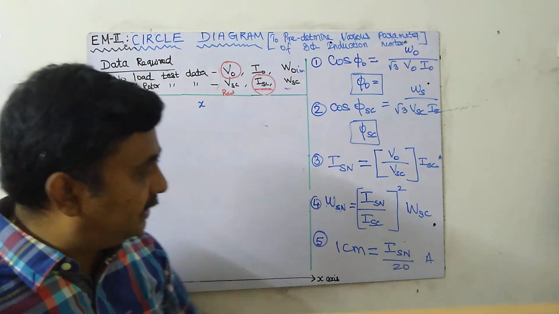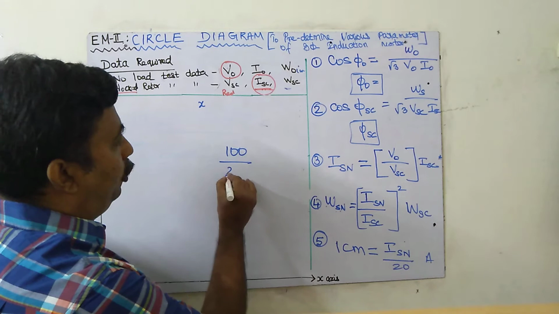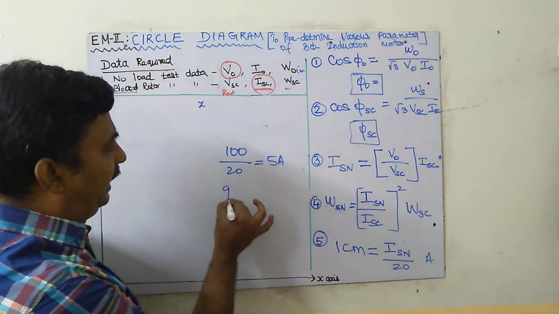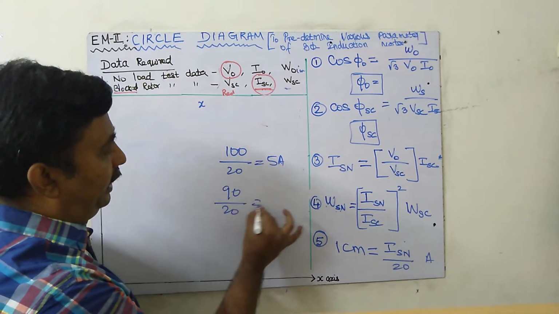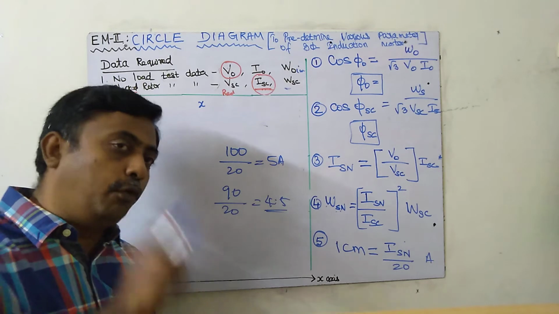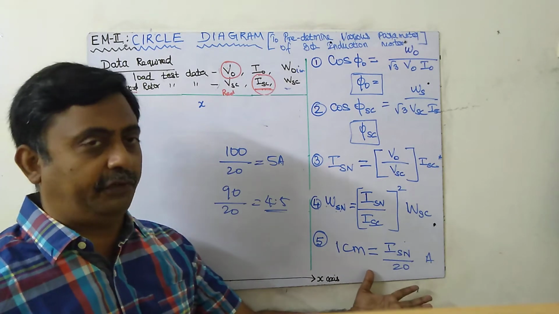While dividing, 1 centimeter, how much? Suppose you are getting 100. 100 divided by 20, you are getting exactly 5 amps. So 1 centimeter equals 5 amps. Suppose you are getting 90. 90 divided by 20, what are you getting? It is 4.5 amps. Don't take it as 4.5 amps. Either take it as 4 amps or 5 amps. Round it to the nearest integer, then only it will be easy for your calculation.